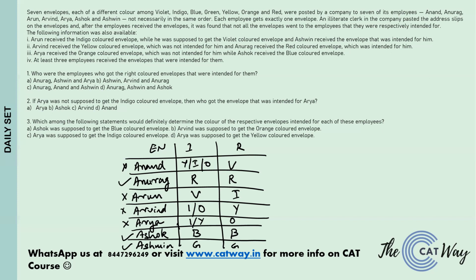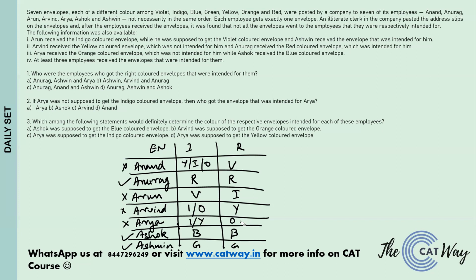Now how do we come to this conclusion? See, there were still three colors left: indigo, yellow, and orange. Now Arya could not intend orange. That means the probable options for her were indigo and yellow. Similarly, we have calculated it for Arvind and for Anand. So with this, the set is solved. Now we can go towards the questions, because no other information has been given to us.